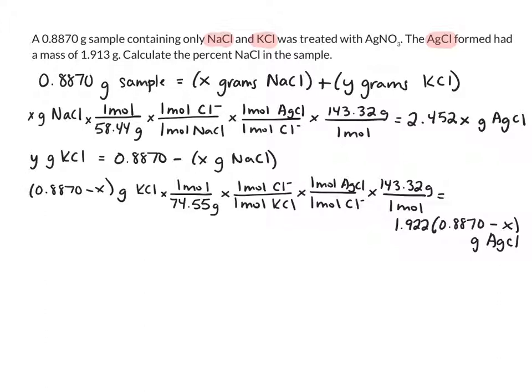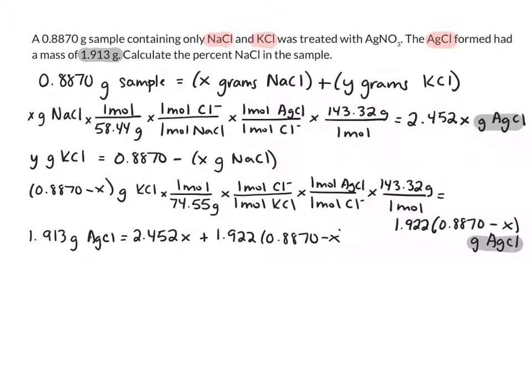So, what do I do now? What you can see here is I have 2 different grams of AgCl, both with a variable x in them. And what do you know? I actually have the total mass of the AgCl that I got from my precipitate. So I can say that the 1.913 grams of AgCl is the sum of the 2.452x plus the 1.922 times 0.8870 minus x. Aha! I can now solve for x. And remember, x is my grams of sodium chloride.